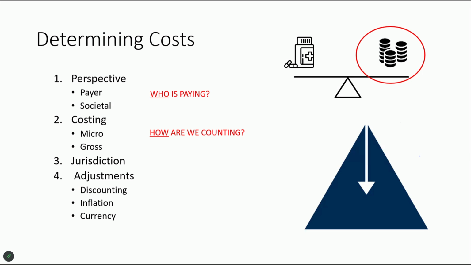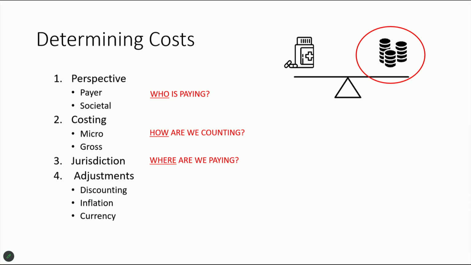Conversely, gross costing takes a top-down approach. Costs are derived from so-called bundles of care, discrete healthcare events, such as a procedure or admission, with established representative costs. This is more efficient, but inherently less precise and more subject to bias.